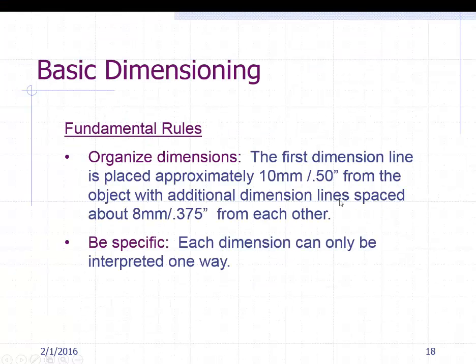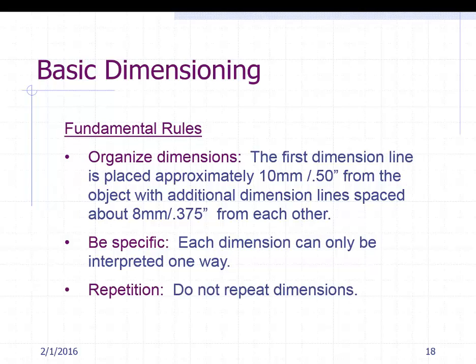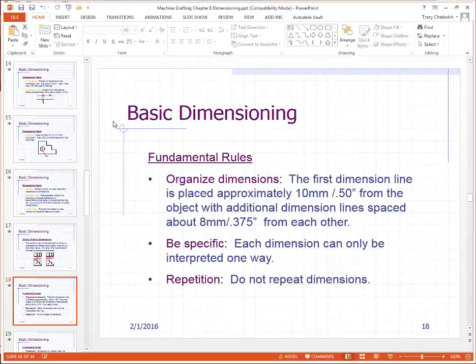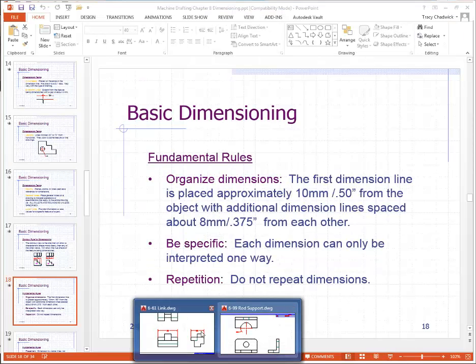So for proper dimensions, we want to be specific, of course. We don't want things to be confusing, and that's one of the reasons why we don't cross dimension lines. And then the other thing is we do not repeat dimensions. We do not over dimension. So if I've dimensioned it in one spot, I do not want to dimension it elsewhere.